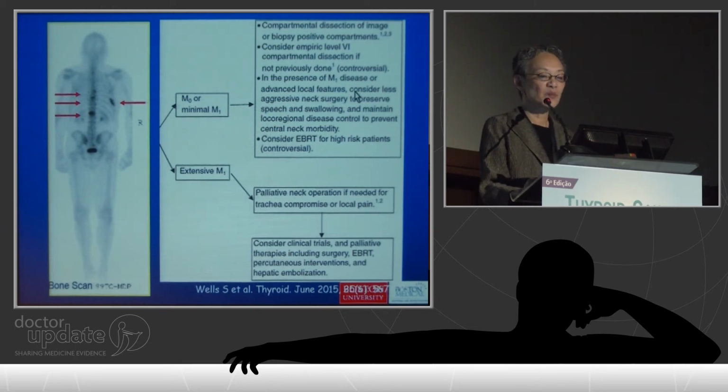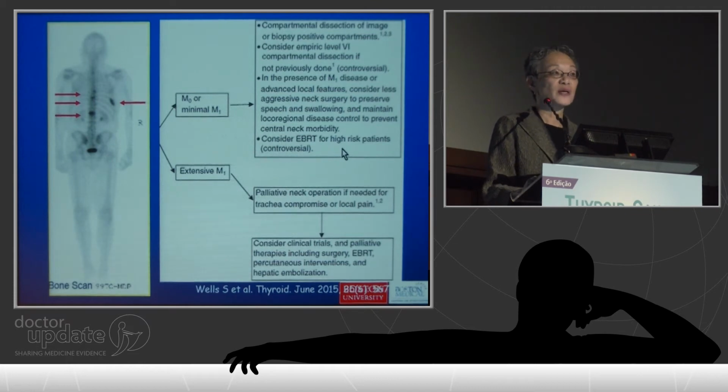And in the presence of M1 disease, you can do less aggressive surgery, as I said, and then you should consider external radiation therapy for the areas that the patient can get into trouble with. So, for example, in this particular patient, we radiated his spine to prevent vertebral collapse in the future.